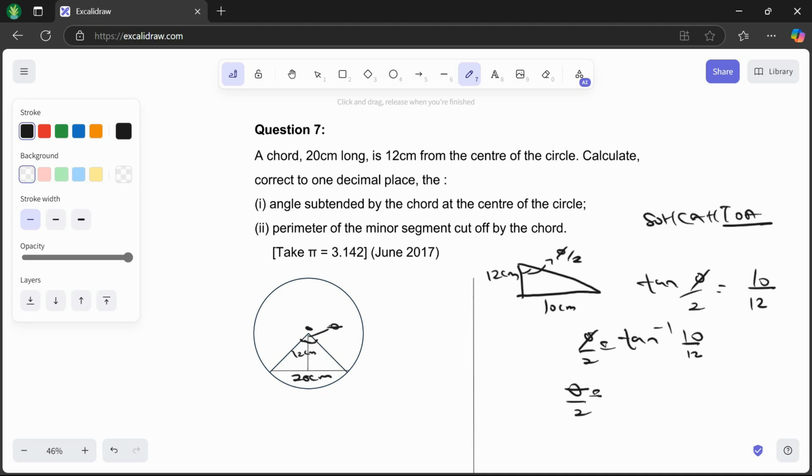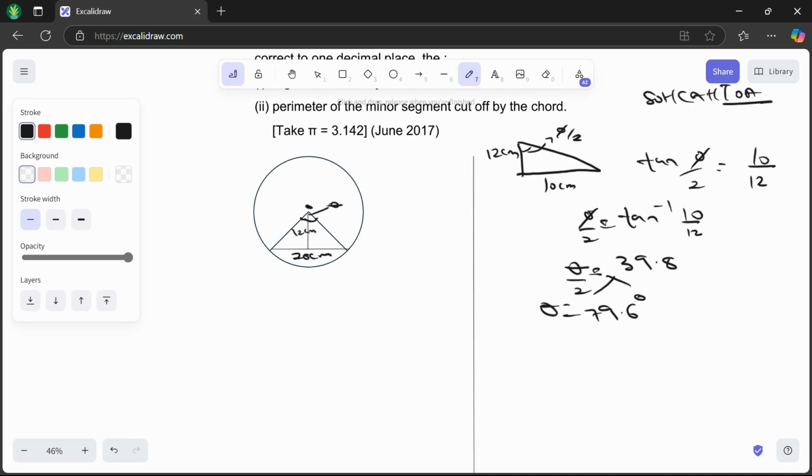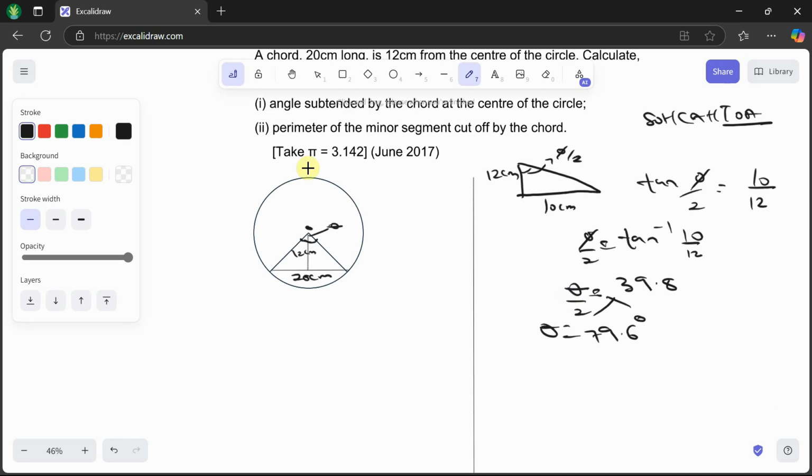So theta over 2 will be equal to, by the time you find the tan inverse of 10 over 12, what would that give you? That gave me 39.8. Because I only needed one decimal place, I could just say 39.8, right? So if I cross multiply, my theta would just be what? If I multiply this by 2, this will give me 79.6. So my theta is 79.6 degrees.